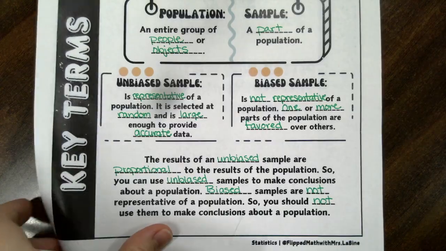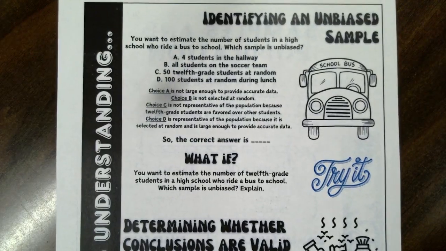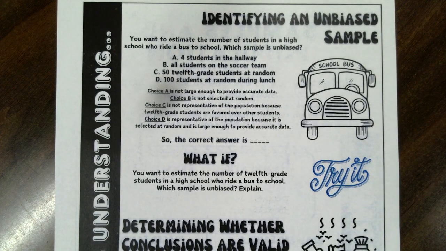Let's move on to the back side of our page. I have some examples here of what that looks like. Here's something you're going to know about this statistics unit: it's going to require a lot of reading because you need to know what's the question, who have we assessed, how was it assessed, and how do we know if it's biased or unbiased. So that's going to require some reading on your part.